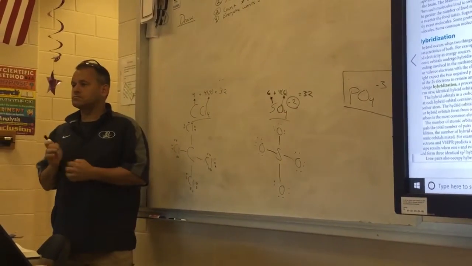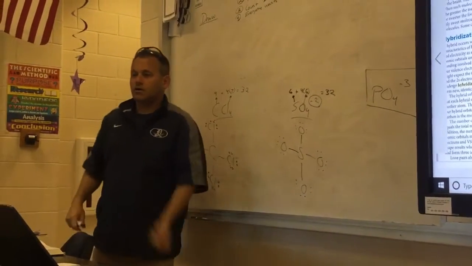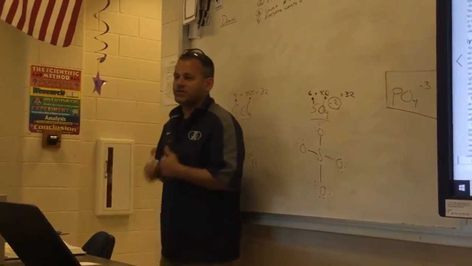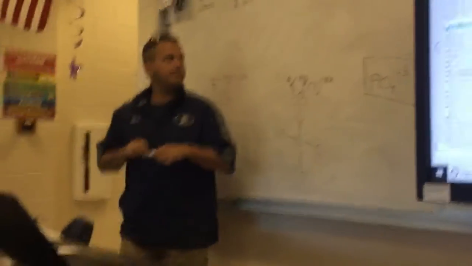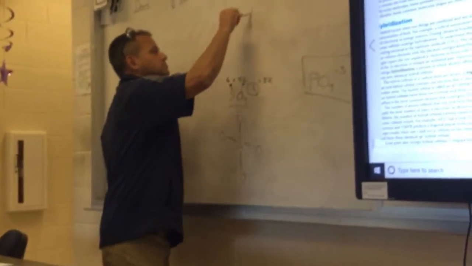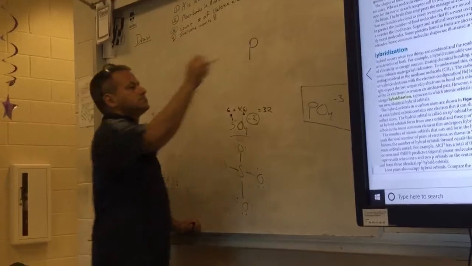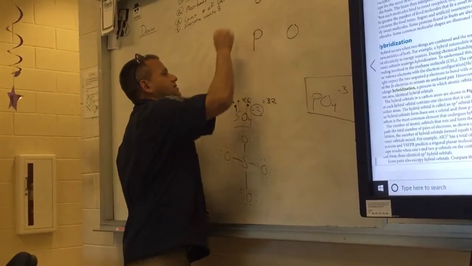PO4 3-. Okay, you tell me how to do it. What's the first thing I do? Fine. P where? In the middle. In the middle. I mean, you got 4 lines branching off of it. So I have 4 oxygens.